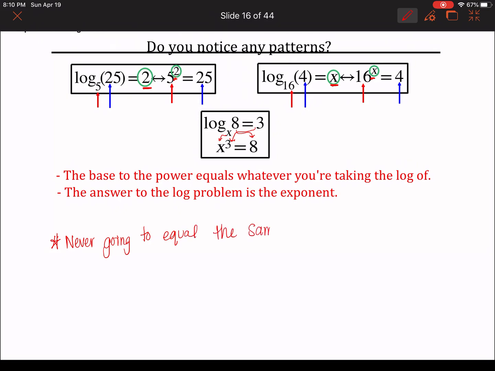Another conclusion that you could draw is that the base is the only thing that stays in the same place. So if you look at log base 5 of 25, the 5 and the 25 were paired together. So when it switched to an exponential, the 25 couldn't be with the 5 anymore. Okay? So the other two things swap places. I don't know if that really makes any sense.